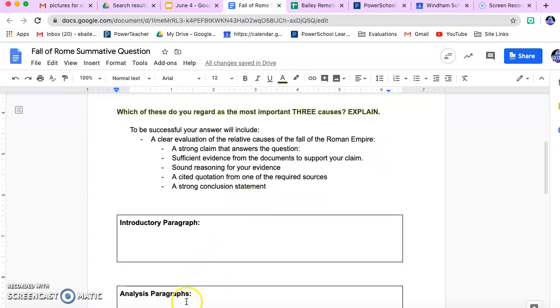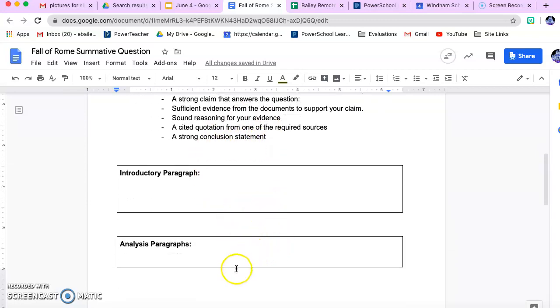Make sure when you're writing each of your analysis paragraphs that you have a strong claim, that you have sufficient evidence from the documents, and that most of that is going to be in your own words, but you do want to have 1 cited quotation. And that's 1 cited quotation total. If you want to have more than that, that's fine, but you only are required to have 1 total. Don't forget your reasoning, connecting why you picked the evidence that you did to the claim that you made, and then finally a strong conclusion statement.